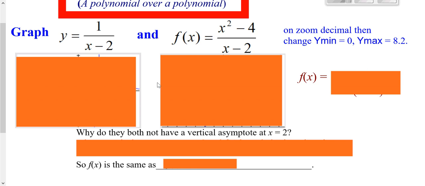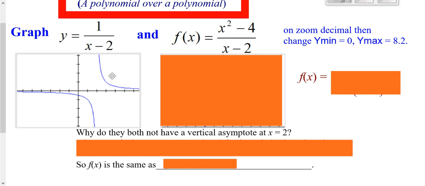However, I want you to graph it with this. So hit zoom, that's the top center button. Hit decimal. Hit graph. Now we're going to go back to window. We're going to change your y min to 0, your y max to 8.2. Then go ahead and graph that. If you do that, you should get something that looks like this.